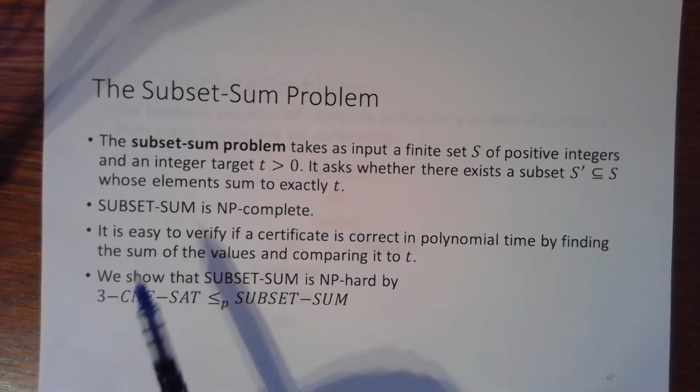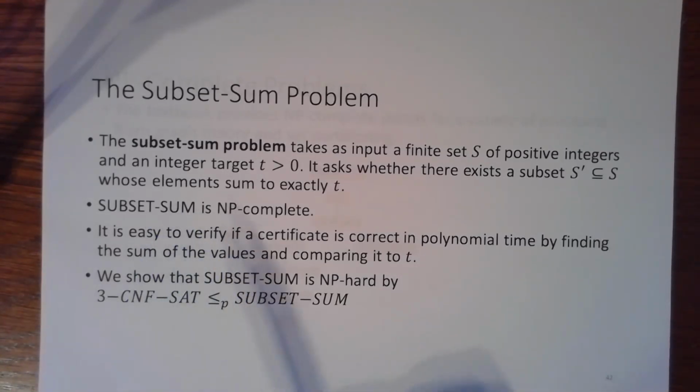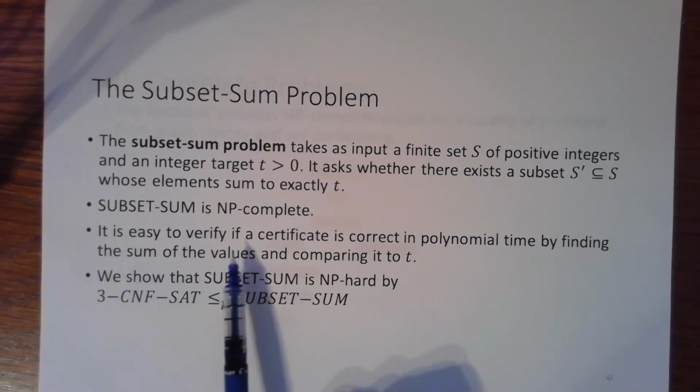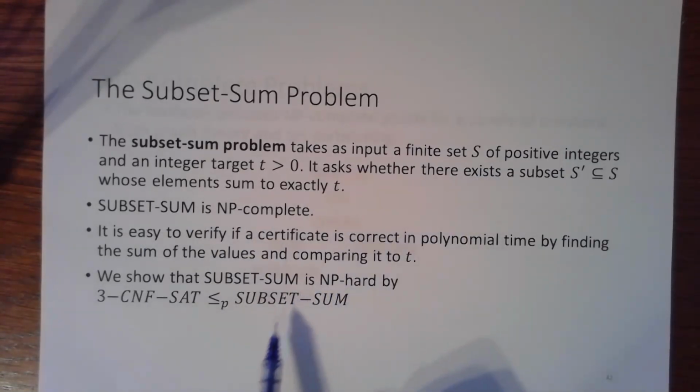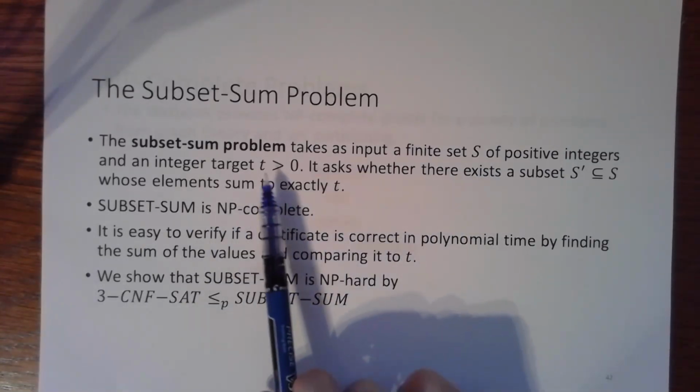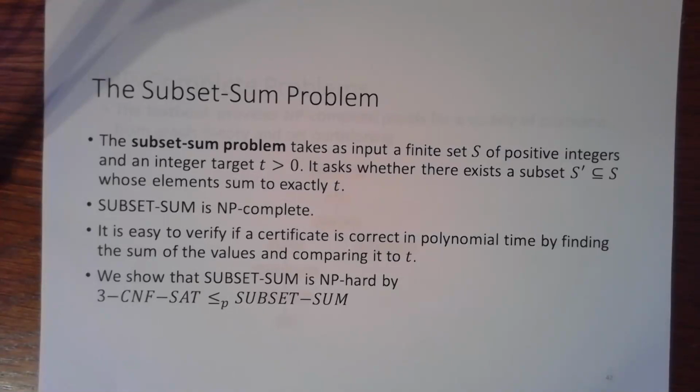So first of all, we need to show that if we had the subset, we could verify in polynomial time whether a certificate was correct. So it's very easy to check the answer. On this one, you just take all the numbers in the set, add them up, and then compare it to the target value and see if it's equal or not. So definitely polynomial in the size of the input.